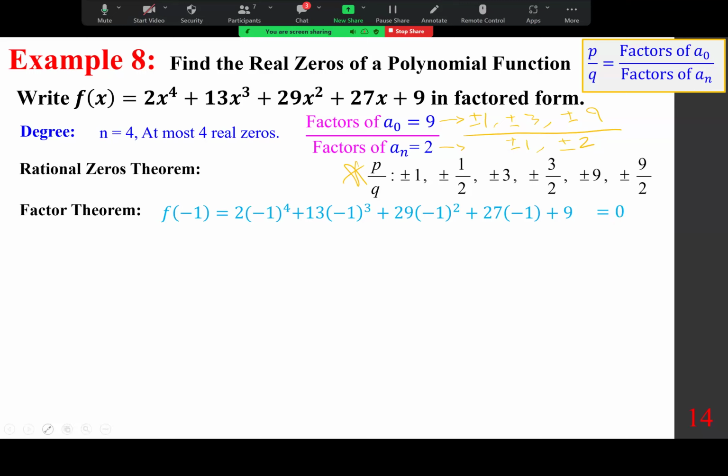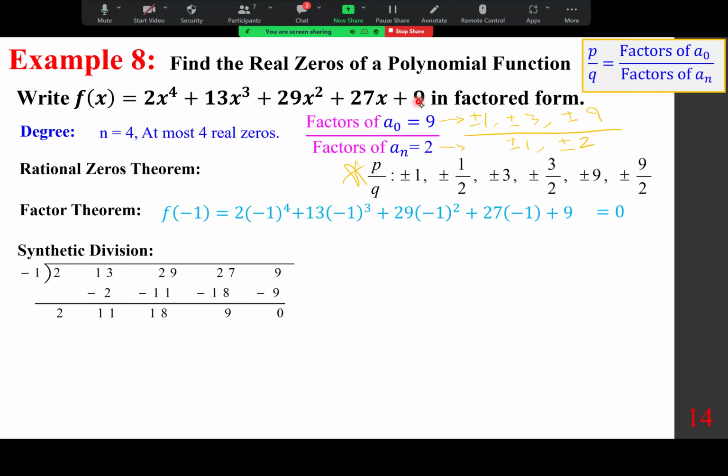If I want to go with the long division, I would divide this by x plus 1. Or if I want to go with the synthetic division, f of minus 1 is 0, I put minus 1 here, and then 2, 13, 29, 27, and 9, and I do the synthetic division. Again, I'm not going to go through the synthetic division. We have done quite a few of them. I want to just quickly remind you.